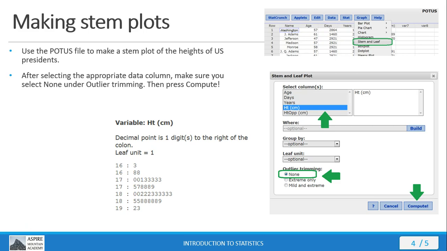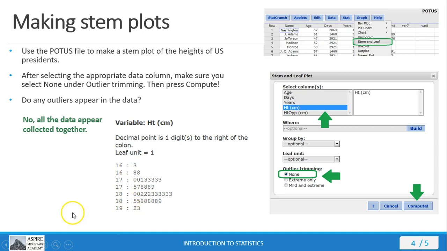Now, before you go, look at the stem plot here and tell me this. Do any outliers appear in the data set? Okay, remember, outliers are data points that are far removed from the main group. Well, no, there are no outliers here. Okay, if there were any outliers, we would see gaps in our stem and leaf plot, but we don't see any gaps here. All the data is pretty much collected together into one group, so there are no outliers here.